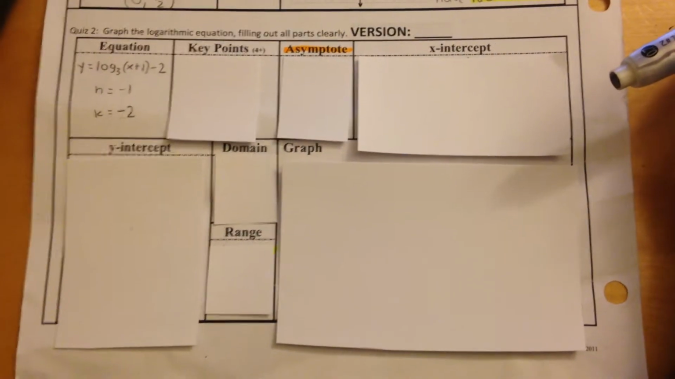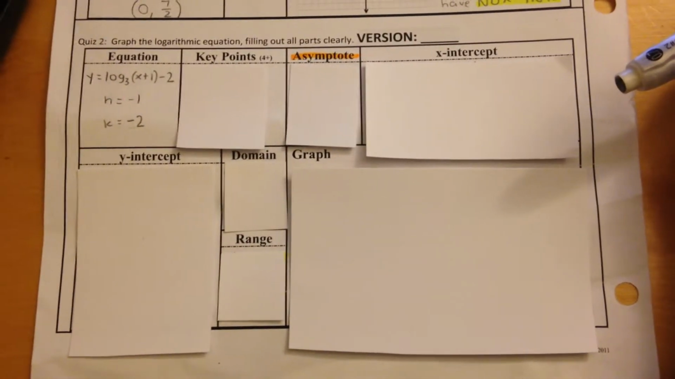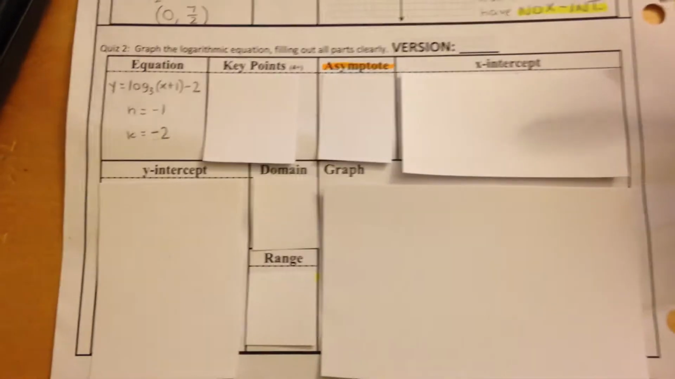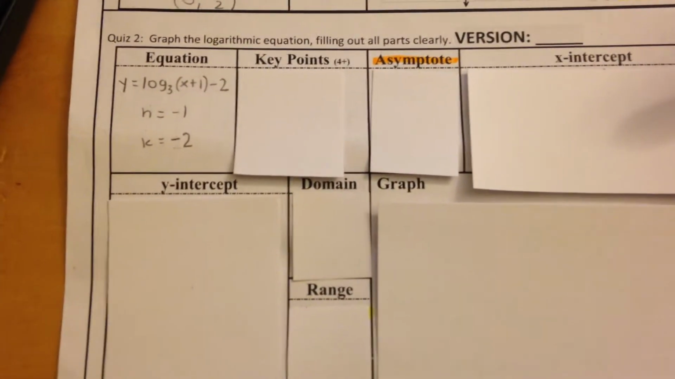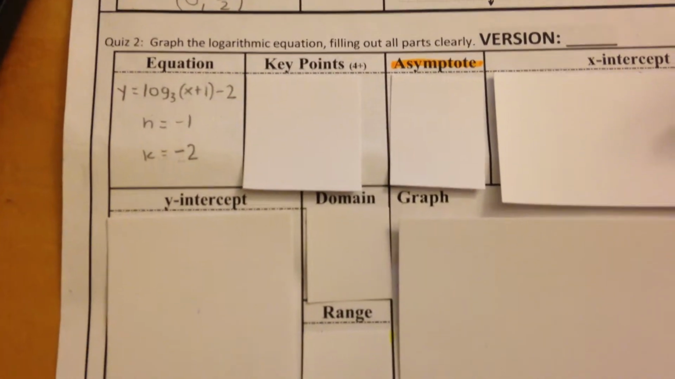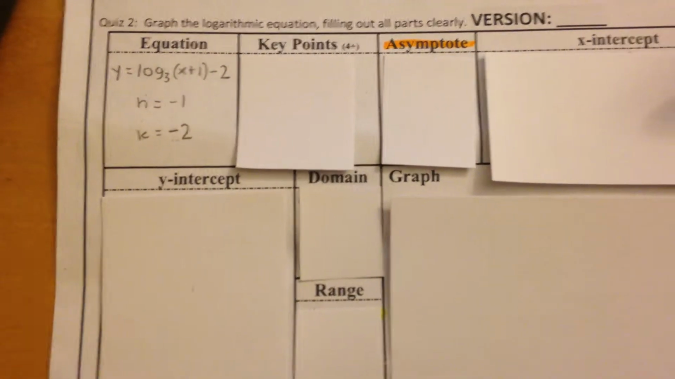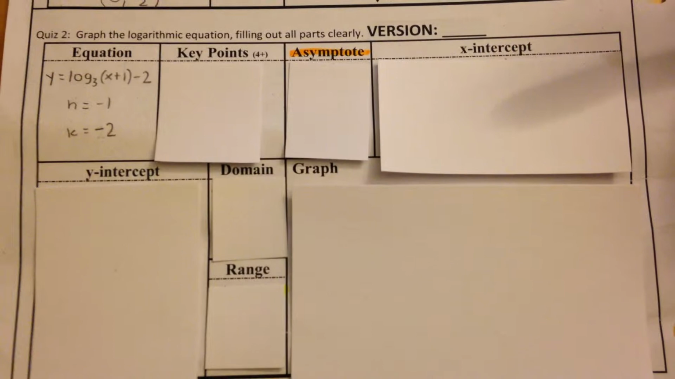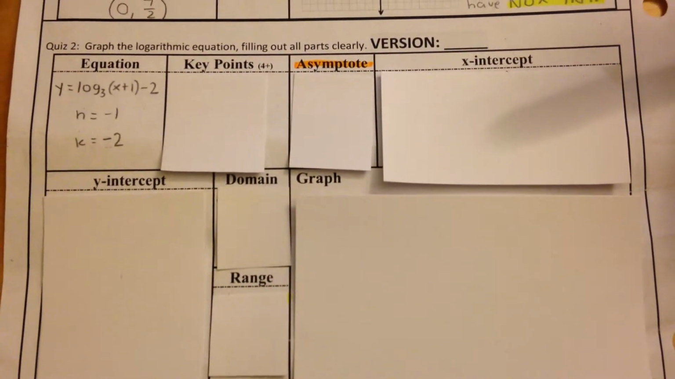Hi, this is Sarah, and in this problem we will be finding out how to graph logarithmic functions. So here's our equation: y equals log base 3 of (x + 1) minus 2. The first step I like to take is to just write out the h and the k for reference, even though we don't have to.